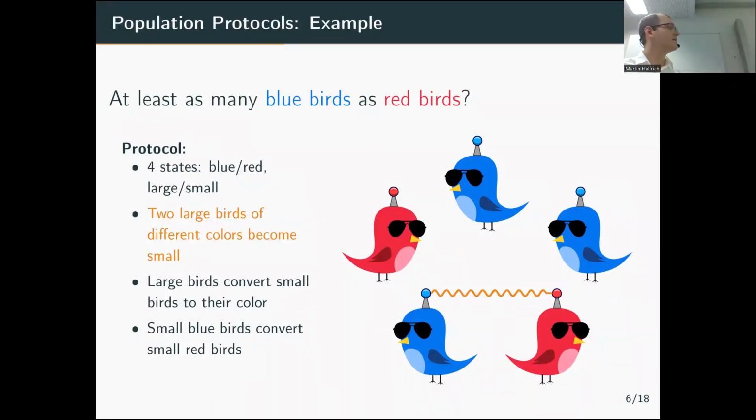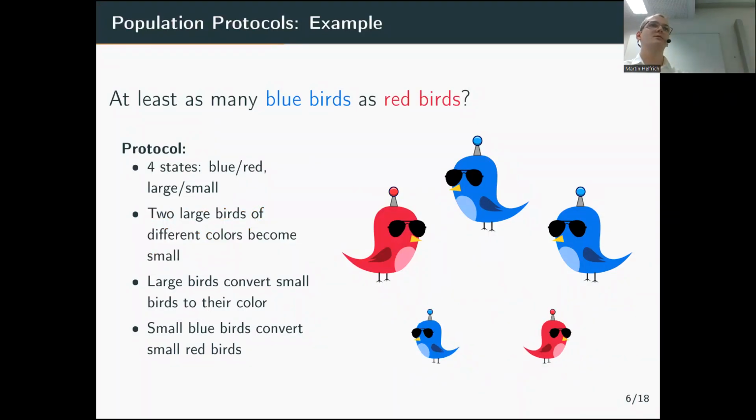For example, if these 2 birds meet, then there's a rule that says that they become small because they have different color. And then there might be another random interaction. For example, these 2 birds might meet, and there is no rule for them, so nothing happens. Next, these 2 birds might meet, and there is a rule for them. It says that if a large bird meets a bird of a different color, then the small bird changes their color. So it becomes small and blue.